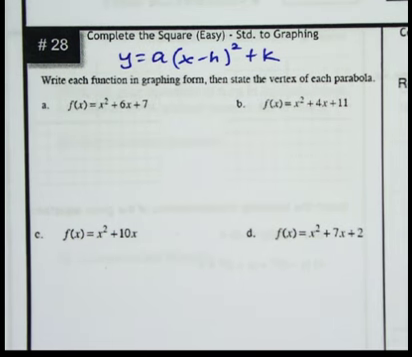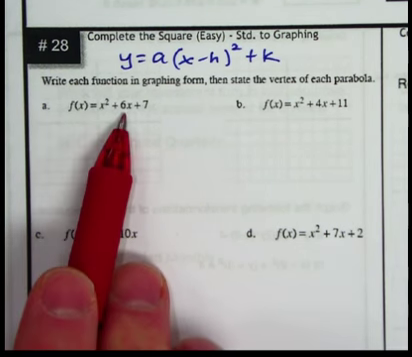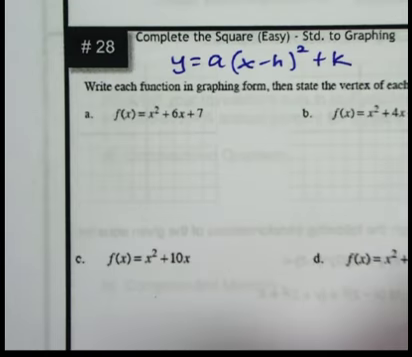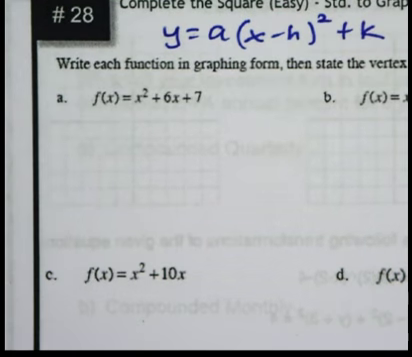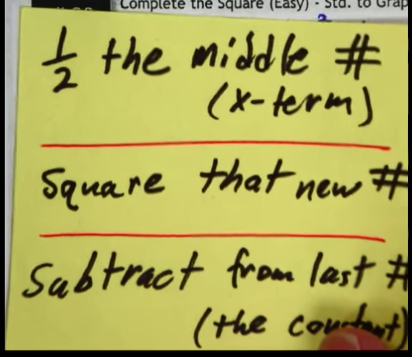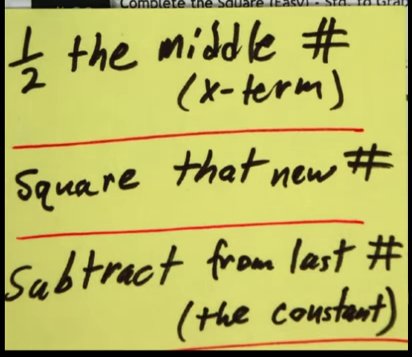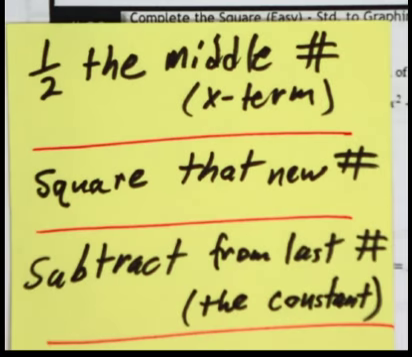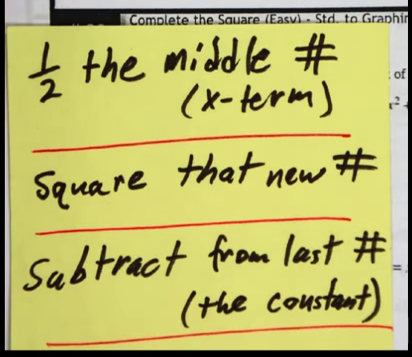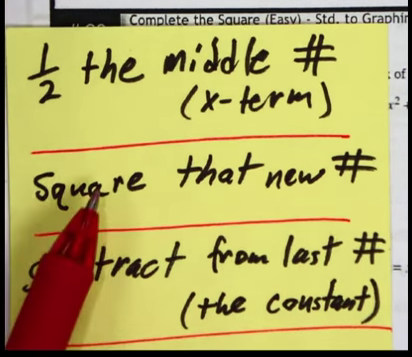So in looking at this, if we have this first equation, which is x squared plus 6x plus 7, it really comes down to a three-step process. This completing the square process has to do with these three steps. If you want to write these down, pause the video, you can do that, but basically it's all about half the middle number, which is the x term, then squaring that new number, and then subtracting that from the last number, which is called the constant. So if you want to write down those three steps as half, square, subtract, that's what we're looking at.